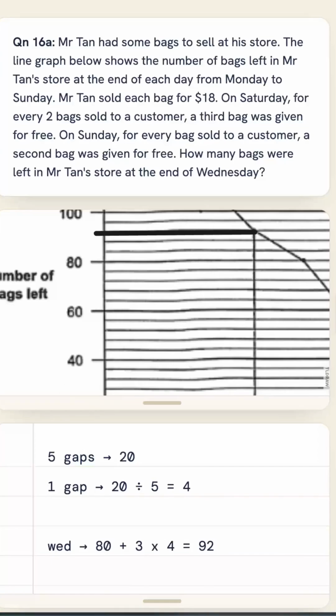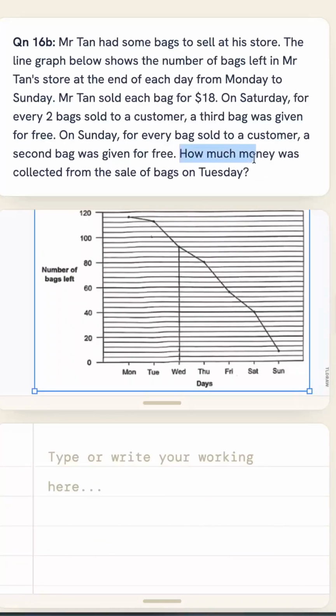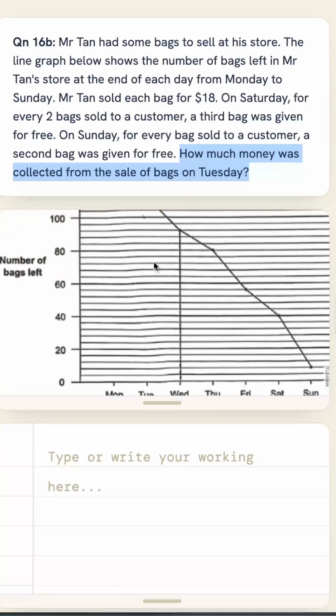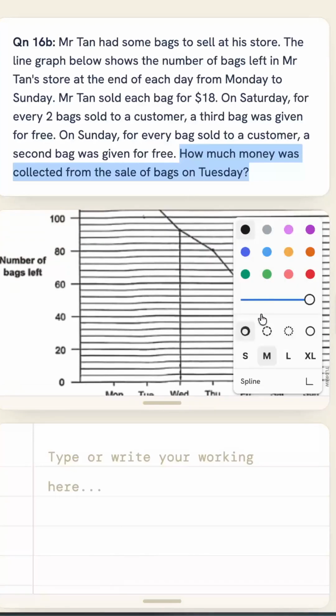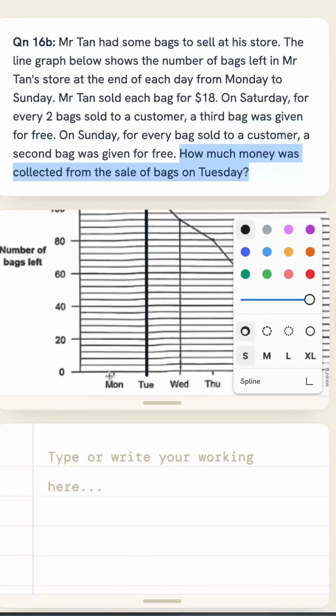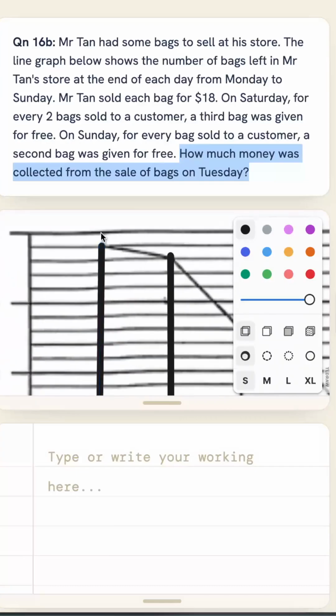So let's go to part B. Part B says: how much money was collected from the sale of bags on Tuesday? In order for us to calculate Tuesday, we need to find out not only Tuesday, but also Monday. In this case, the difference is just 1 gap.